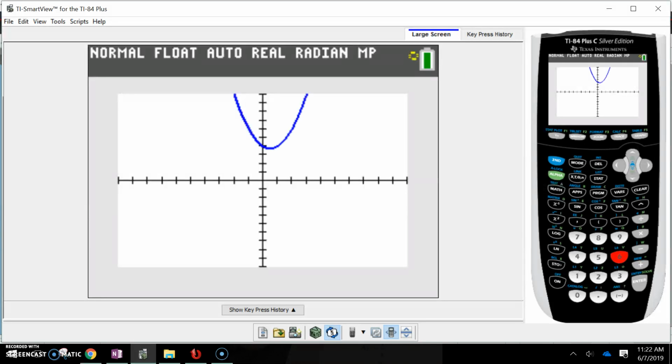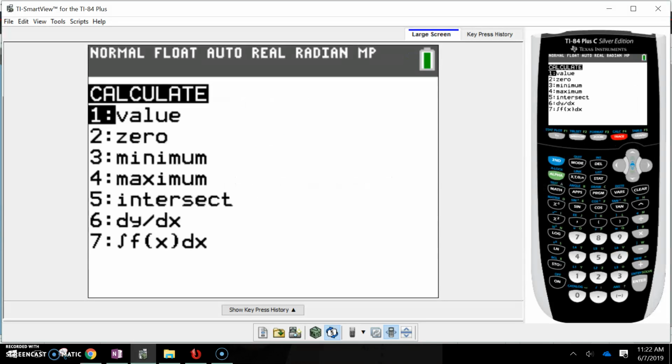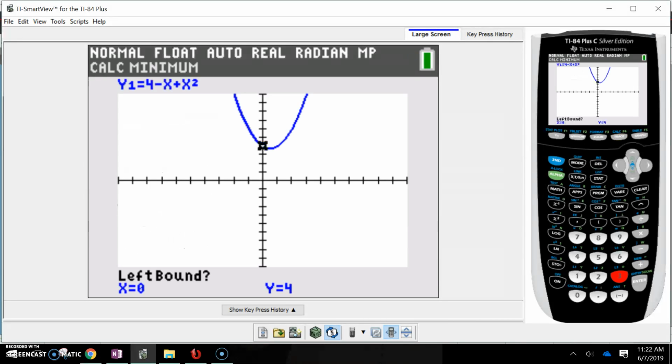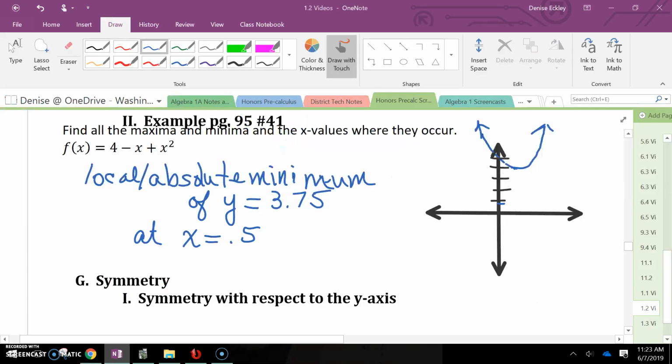So then you can hit second trace, choose minimum, and then we need to do a left bound and a right bound. So we're to the left of the minimum, we're to the right of the minimum, and then we can see it says 0.499999, so that's 0.5 and 3.75. So that's where our absolute / local minimum occurs.